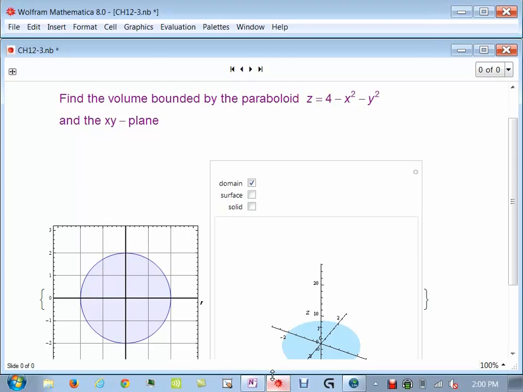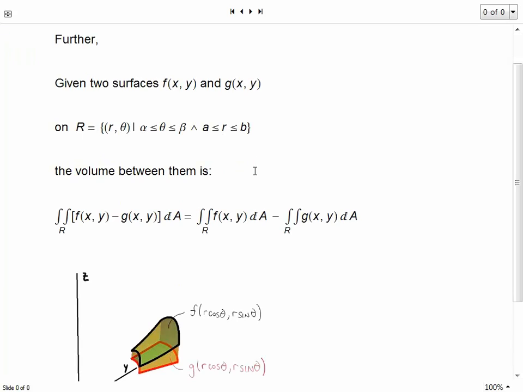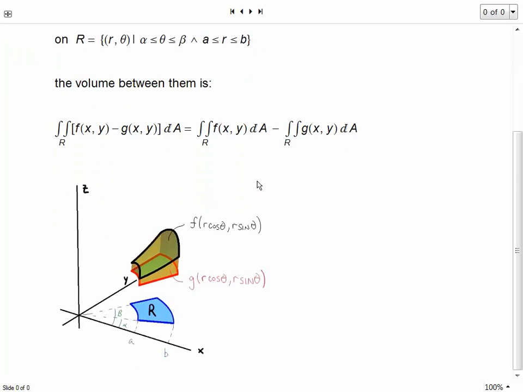Okay, let's now move on to the next note, 12.3.8. So the only difference here is that everything that we've done, all the examples that I've done so far, it's always been some surface and then going down all the way to the XY plane. But if we have a surface on top and a surface on bottom, then the only difference is that your polar region is still the same, but now you have to take the function that's on top and subtract the double integral on the bottom.